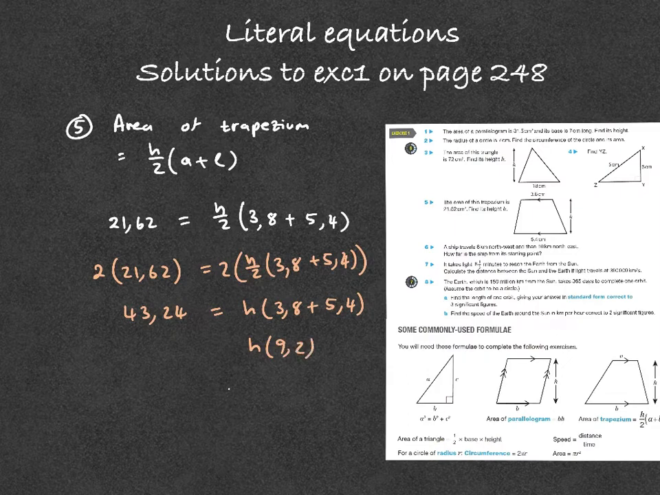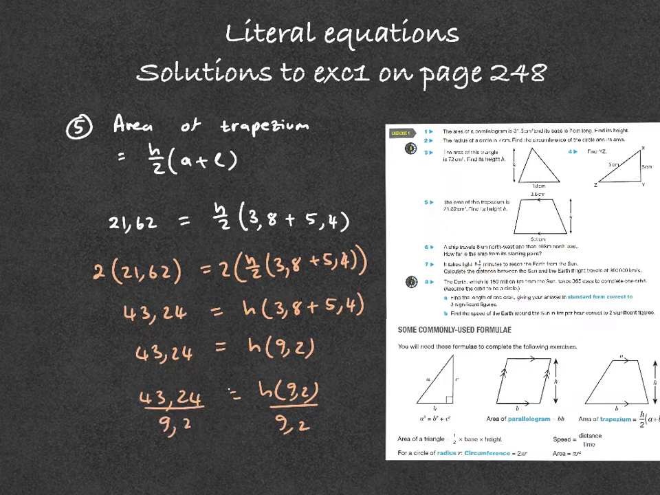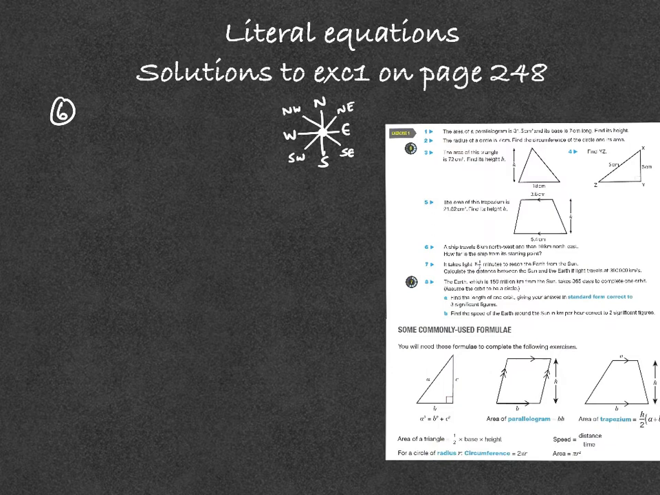3.8 plus 5.4, that's 9.2. So 9.2h is equal to 43.24. Now we want to get h alone, so we're going to divide by 9.2 on both sides. We divide 43.24 also by 9.2. So therefore, h is equal to 4.7.